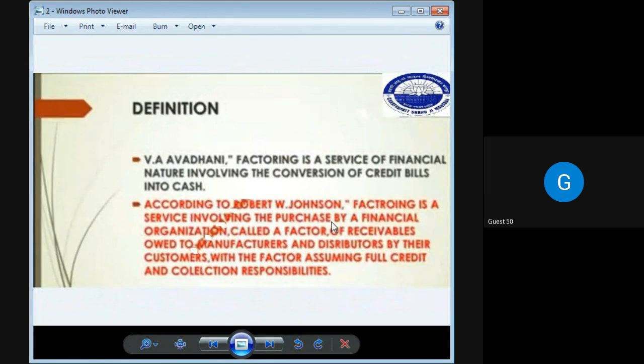So that's why the definition says factoring is a service of financial nature involving the conversion of credit bills into cash. And according to Robert W. Johnson, who is also an economist, factoring is a service involving the purchase by a financial organization, called a factor, of receivables owed to manufacturers and distributors by their customers, with the factor assuming full credit and collection responsibilities. So these are the definitions of factoring given by some economists. Okay.